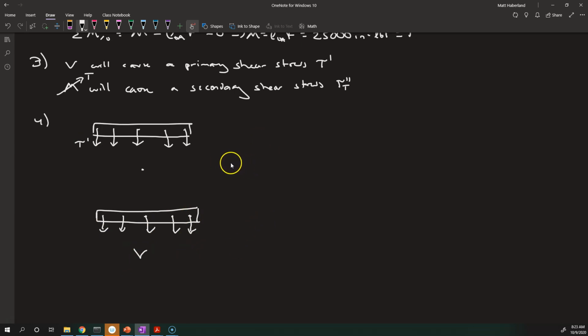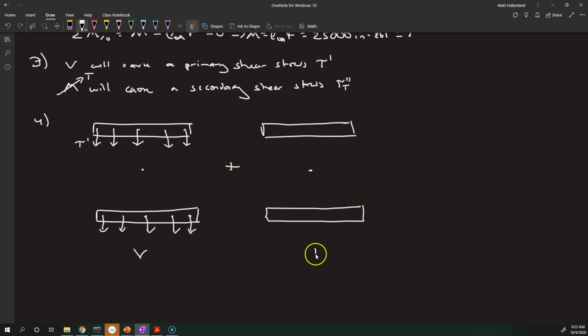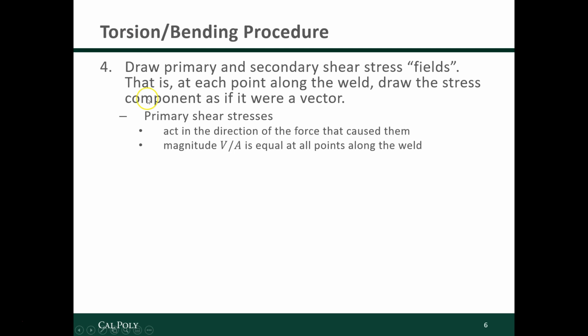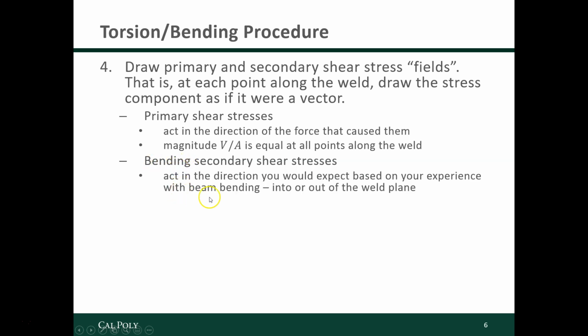And then we're also going to have a field that we're going to consider to be adding up with this. That's coming from our torque T. What does that look like? Secondary shear stresses, well, the bending type. We've got a torque type, so we can just learn about this in the meantime. They act in the direction you'd expect based on your experience with beam bending. We'll see an example of that next time.